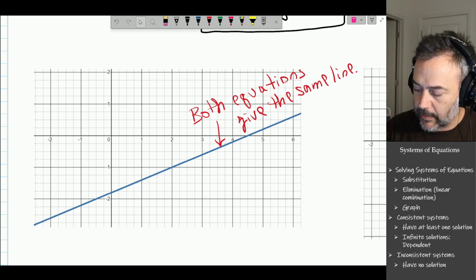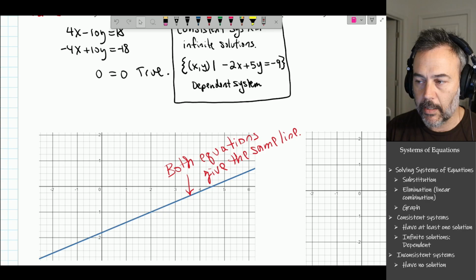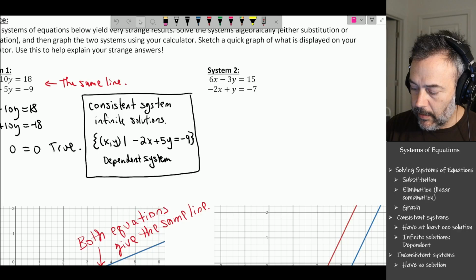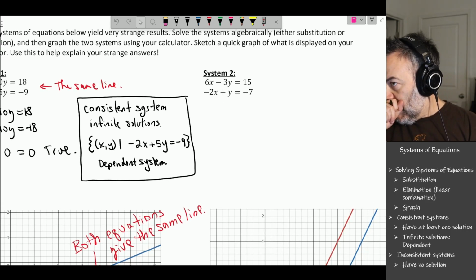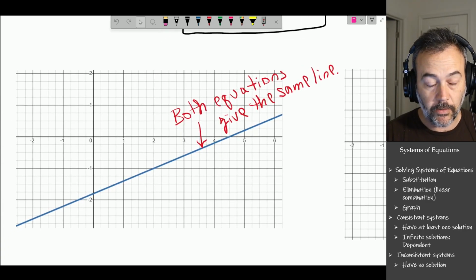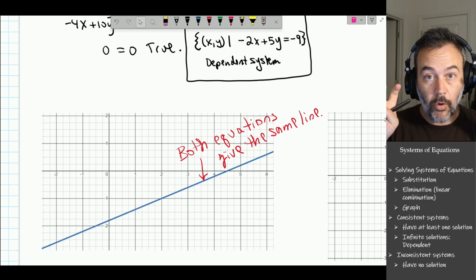Graphically, it looks like this. Both equations give the same line. It's actually the same line over the top of each other. Okay. Oh, by the way, I had some students say the answer to this question was all real numbers or all points.